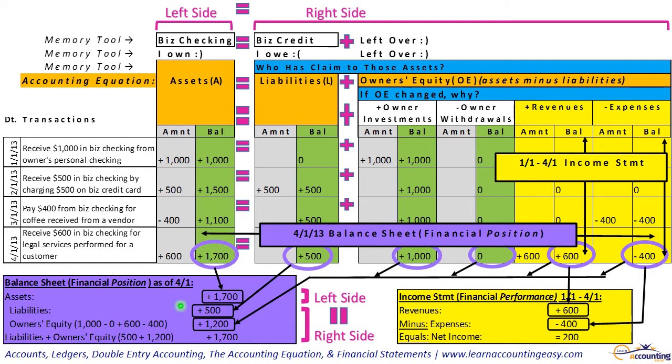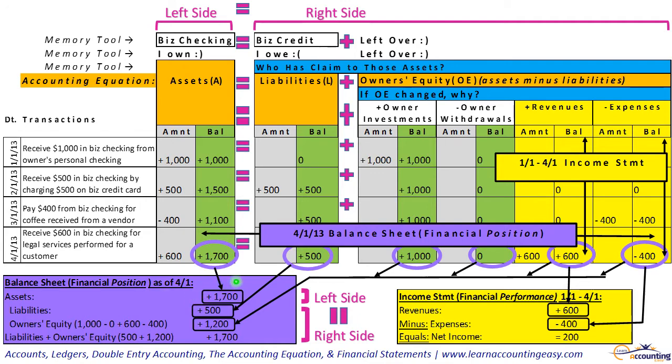Well, that is showing us the financial position as of a point in time. And here we've chosen to say that the point in time we're interested in is April 1st. So the balance sheet starts with the total assets, the 1,700 here, and it presents that at the top, assets.